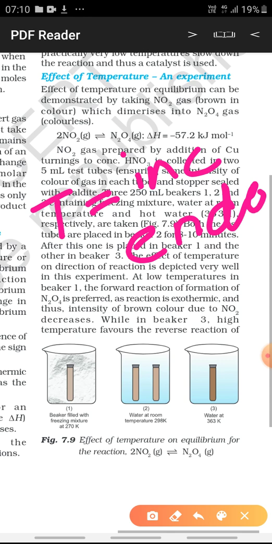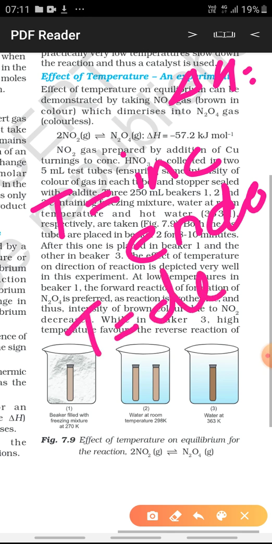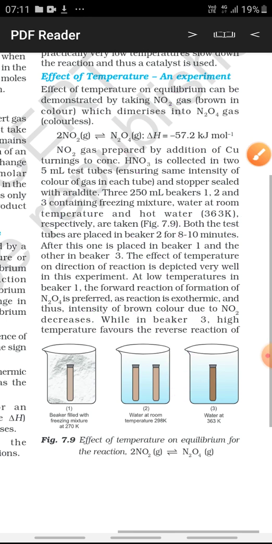You have to see by checking the sign of delta H. If it is minus, that means it is exothermic. If it is plus, that means it is endothermic. If the temperature is decreased, then to balance this, the reaction will go in the exothermic direction.